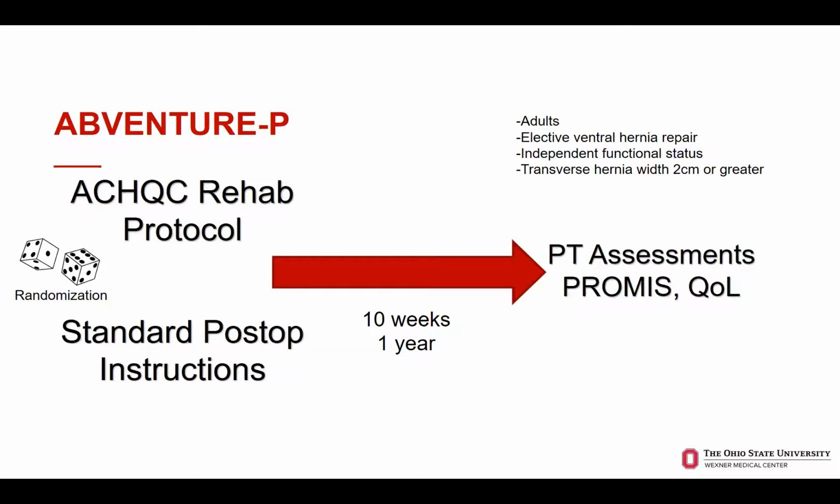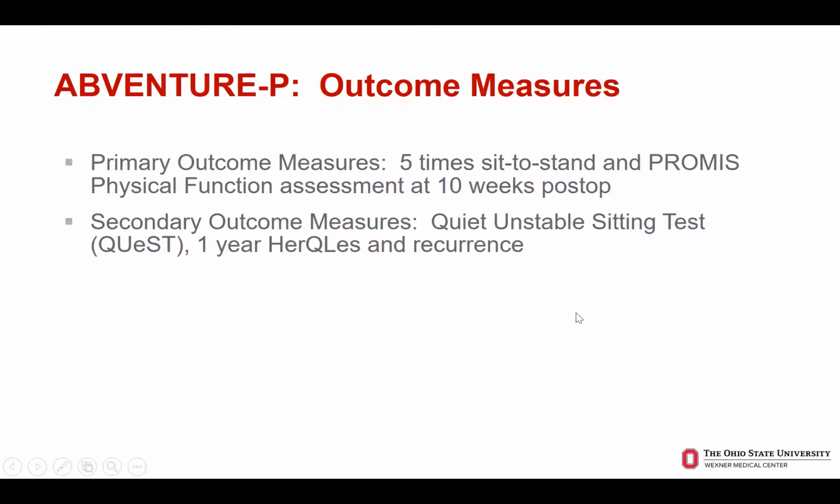They're given 2 assessments, at 10 weeks and at 1 year. These are adult elective ventral hernia repair patients. And notably, the transverse hernia width should be 2 centimeters or greater. We picked that because we wanted to filter out the umbilical hernia patients mostly. And then we do PT assessments and a couple of quality of life scores, which I'll show you about. So these are the outcome measures.